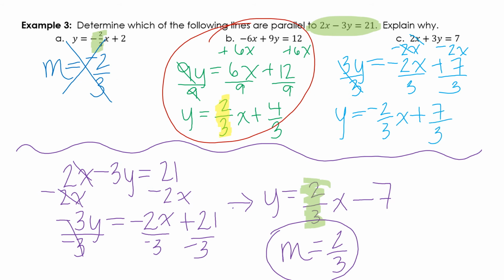So the slope of this line is -2/3, and that is not the same as the line that was given to us. So this is not parallel. So your only line that is parallel to the given line is line B. Now, if you compare A and C, they do have the same slope, so A and C would be parallel to one another.